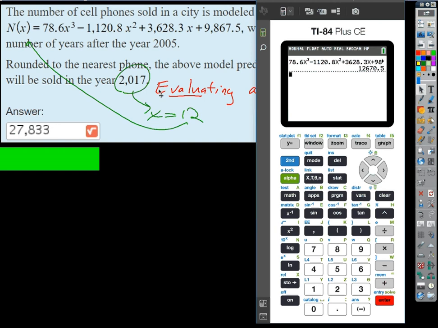I want to store a value. I want to let x equal 12, and then evaluate that same expression when x equals 12. So I can just type in 12, and see that button down there, store with the arrow? I'm going to store that as x and hit enter. So now it's assigned the value 12 to the variable x.